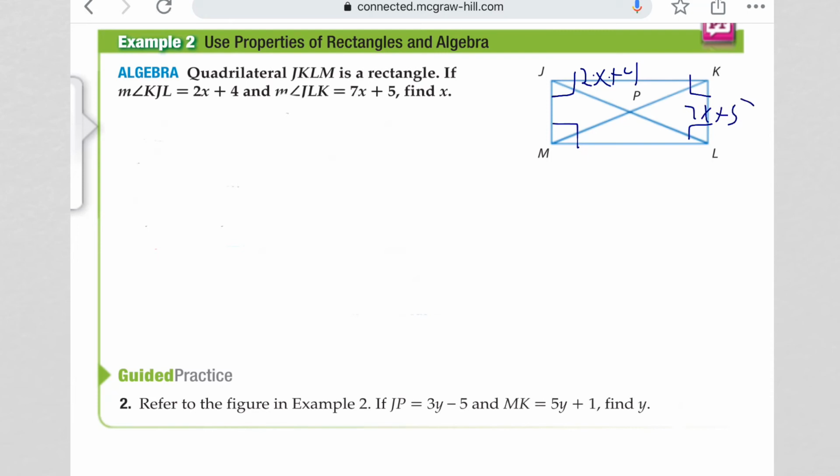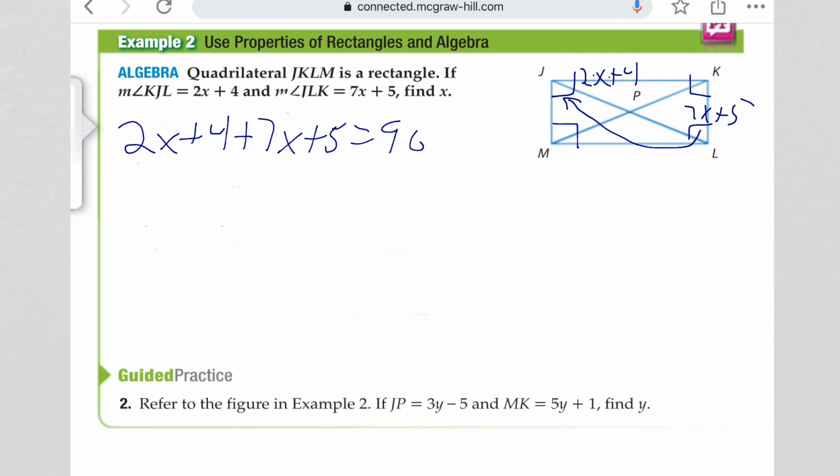So a couple ways you can think about it. I know this angle down here is the exact same measure as that angle. And then I can look at, well, these two angles together make 90 degrees. So I can make the equation of 2x plus 4 plus 7x plus 5 equals 90. Or you can just think about that these two angles are the acute angles in a right triangle, and still they would add to equal 90 degrees.